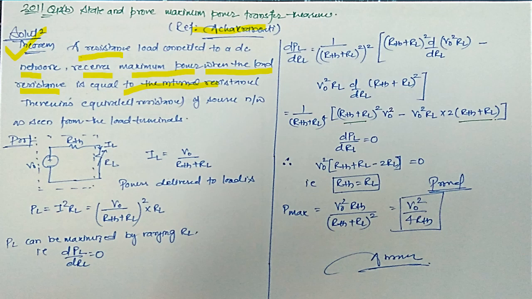Now what is internal resistance? That is the Thevenin's equivalent resistance of the source network as seen from the load terminal. Okay, this is the standard statement which is given in A. Chakravarti's book. So we need to prove the theorem also. Hence I have taken a very simple circuit in which I have the internal resistance, or the Thevenin equivalent resistance, as RTH. Voltage I am taking as V0, and the load resistance which is varying here is taken as RL.